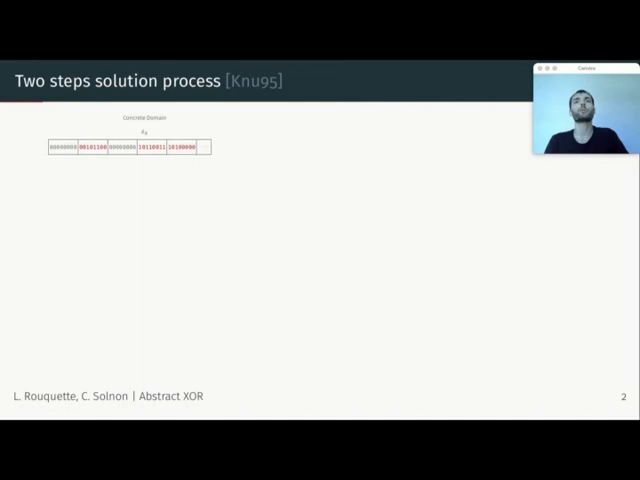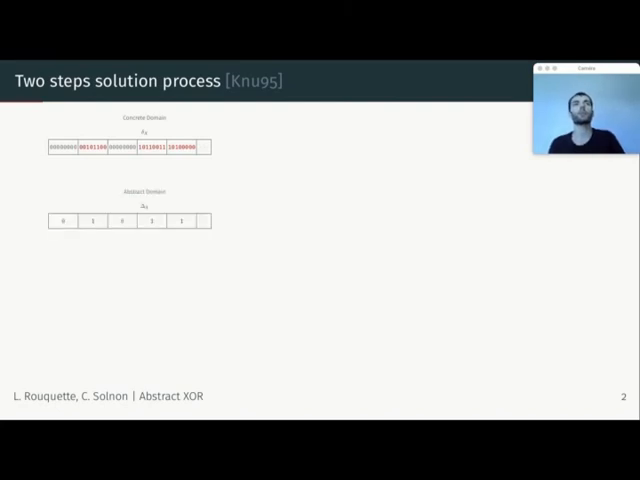To counter this drawback, Knudsen introduced in 1995 the notion of truncated differential. The idea is to cut the bits in sequences of size k. Usually k equals 8, and we cut the bits in bytes. Each byte is abstracted by a boolean that indicates if the differential byte contains at least one non-null bit.